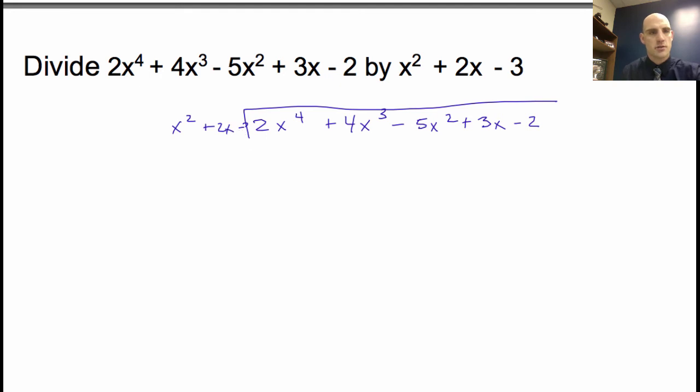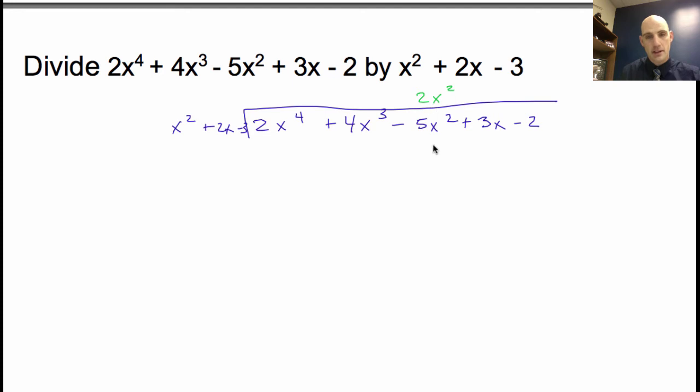And so what you're going to see is we are dealing with some higher degree polynomials here. So not only do I have the fourth, but I've also got, on the outside, a trinomial now. Okay, so now my process is still the same. I'm looking at my first term. What do I have to multiply x squared by to get 2x to the fourth? Okay, so the answer is 2x squared.